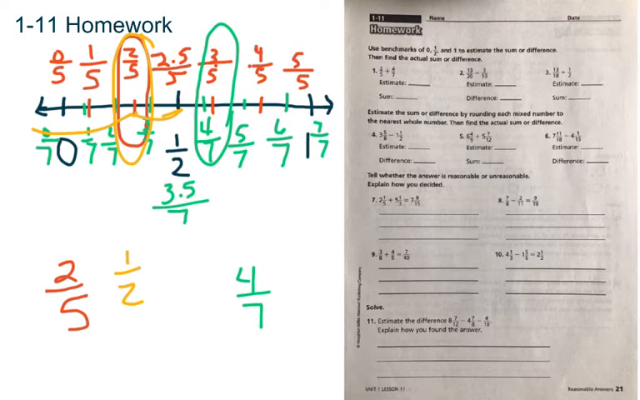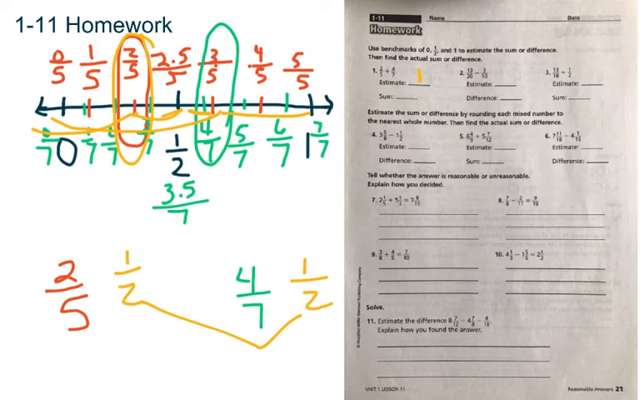You can look at 4/7, and you can see that 4/7 is pretty close to 1/2, not that close to 1, and definitely not that close to 0. So 4/7 would also be close to 1/2. So if you were to estimate the sum of the two of them, you would estimate it to be 1, because 1/2 plus 1/2 is equal to 1.